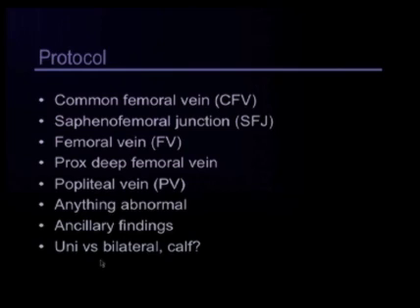There is a controversy, or at least differences, in the way institutions perform the study. Some may perform unilateral studies, some may do bilateral, and there's a large variability in whether the calf is included in this study. At Georgetown University, we currently routinely perform imaging of the calf veins, which include the peroneal and posterior tibial veins, with every study.